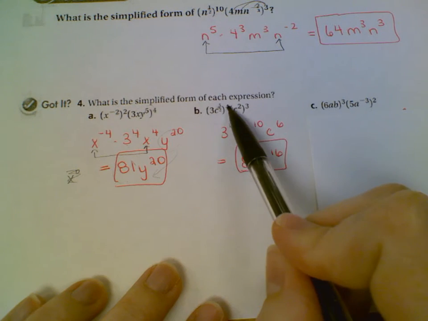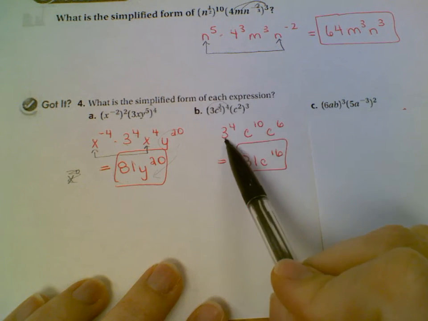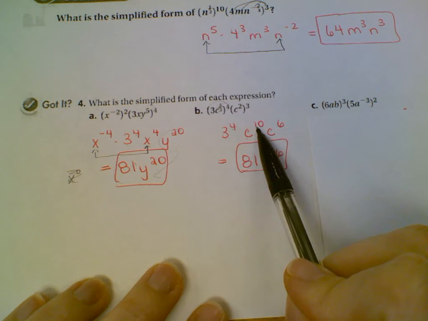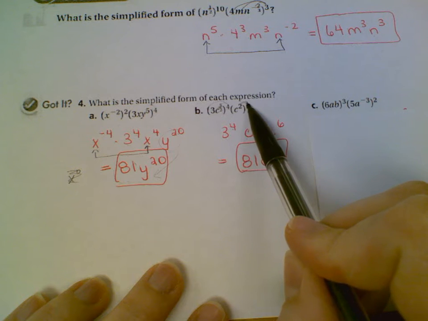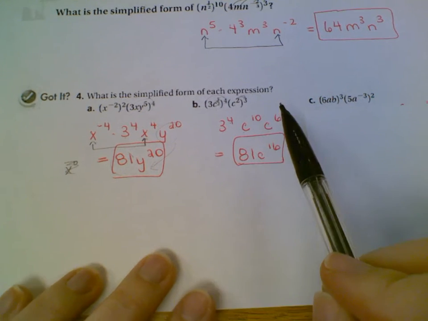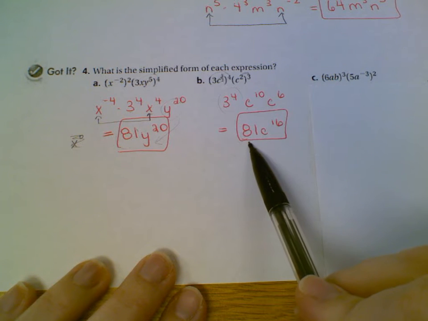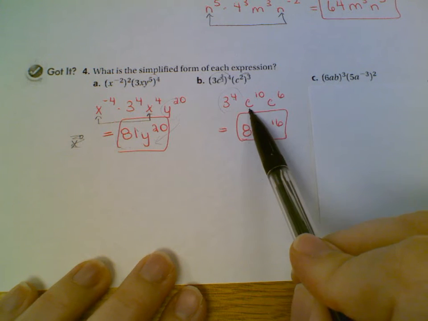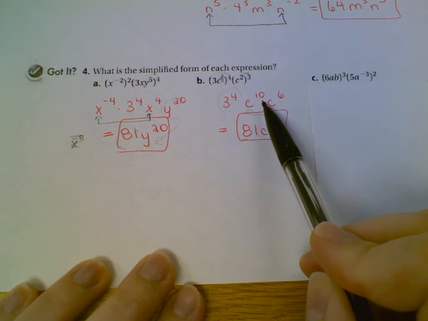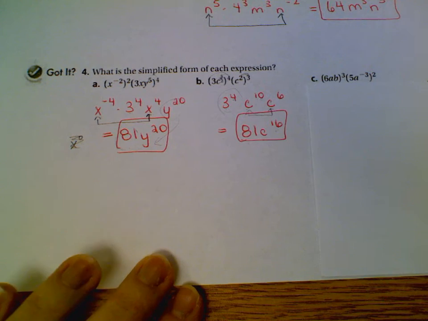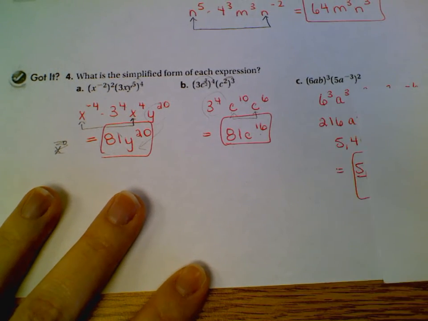Okay, on this one I distributed the 4. So I had 3 to the 4th. This multiplied, so it became c to the 10th. Then I'm going to distribute on this one, and I get c to the 6th. Now I'm going to look to see what I can simplify. This power becomes 81, so I evaluated it. I can combine these two c's together, and when I do that I add those exponents, so it becomes c to the 16th. Alright, last one.